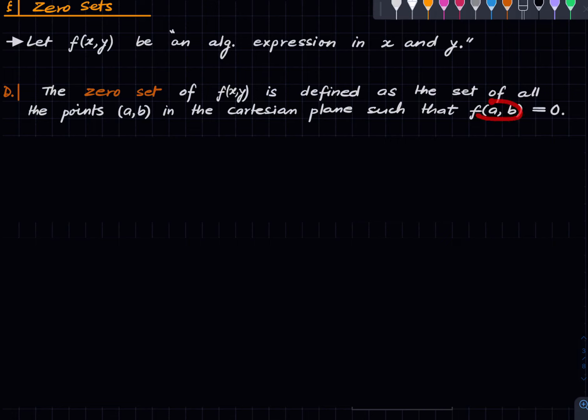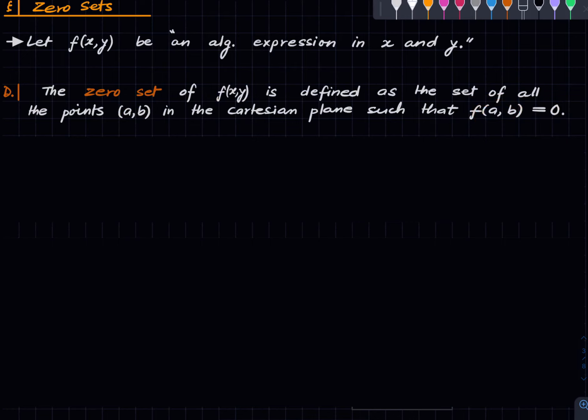So when we write this, we just mean substitute a in place of x and b in place of y. A and b are real numbers. And if this is 0, we say that this point, this is an ordered pair, so this is the abscissa, this is the ordinate, is in the zero set of this. The terminology is very natural. Anything that makes this 0 is in the zero set.